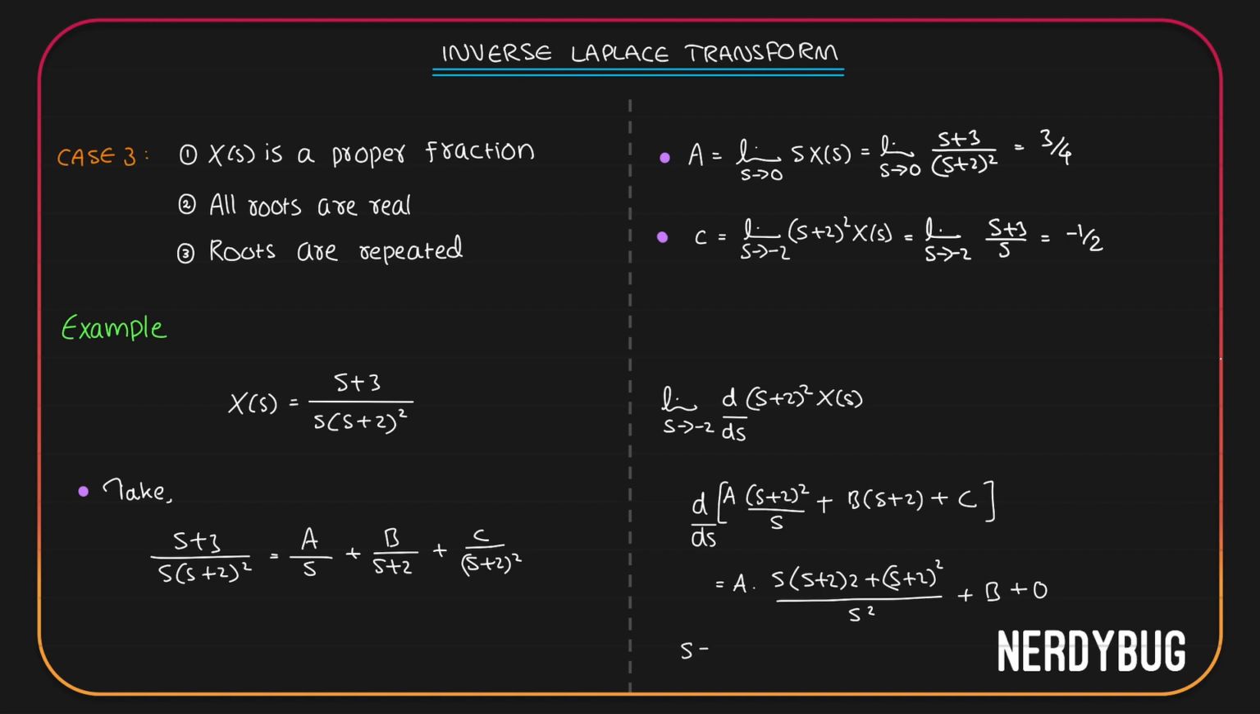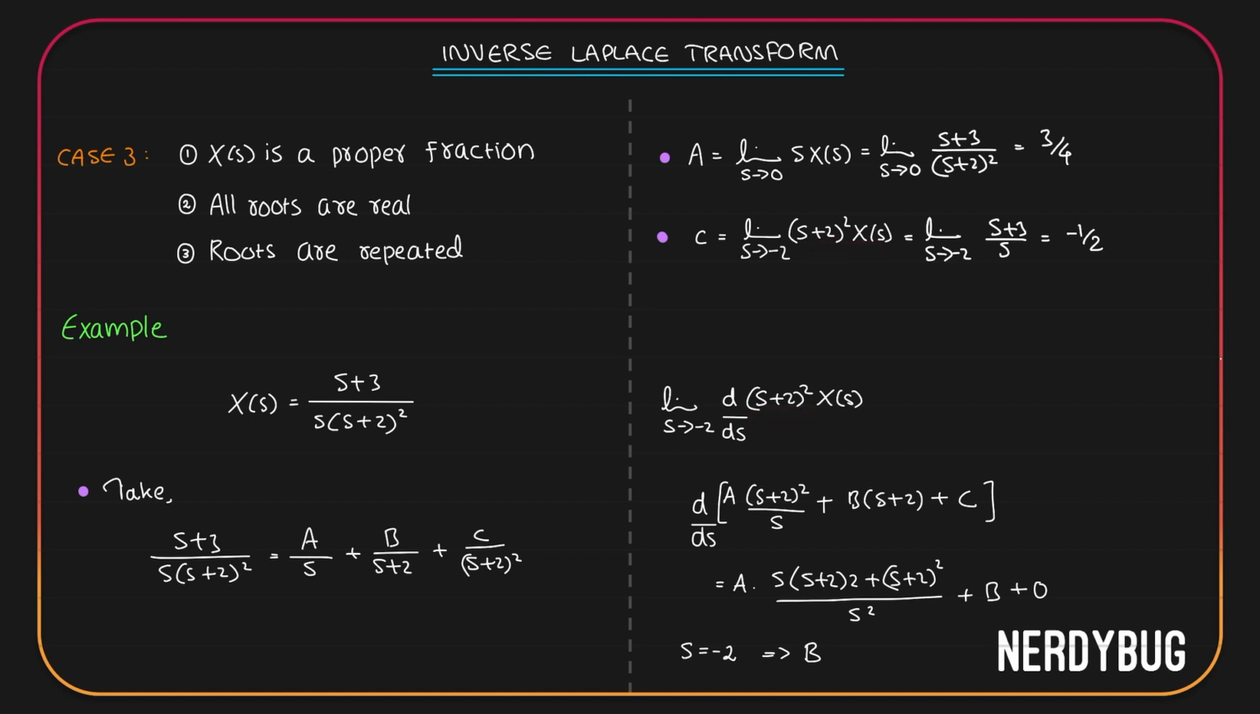Now if you give the value s is equal to minus 2, what will happen is s plus 2 here will become 0, s plus 2 here will also become 0. So the first term will become 0. Then we have b, we have 0. So here if you give s equal to minus 2, you will get the value of b. So to get b, what you have to do is take x of s, multiply it with s plus 2 whole square, just like you did for c.